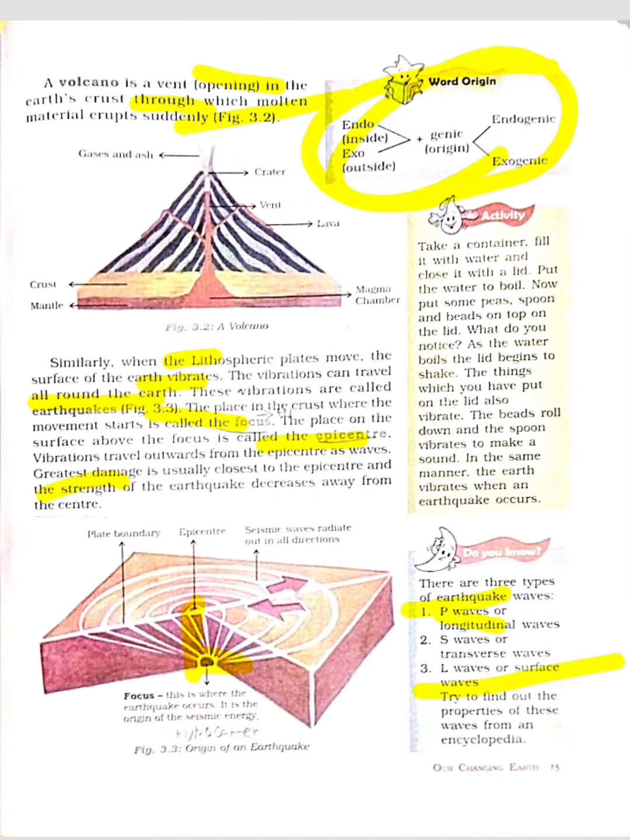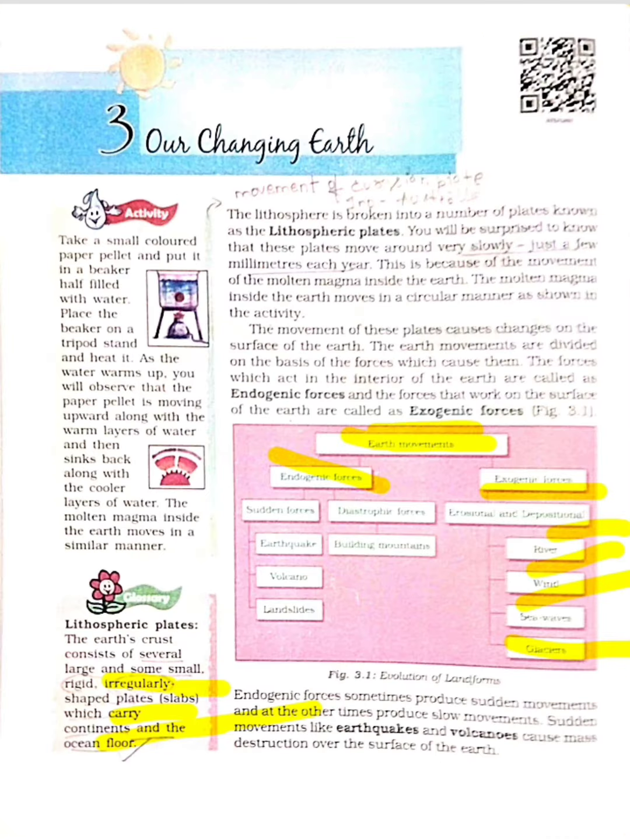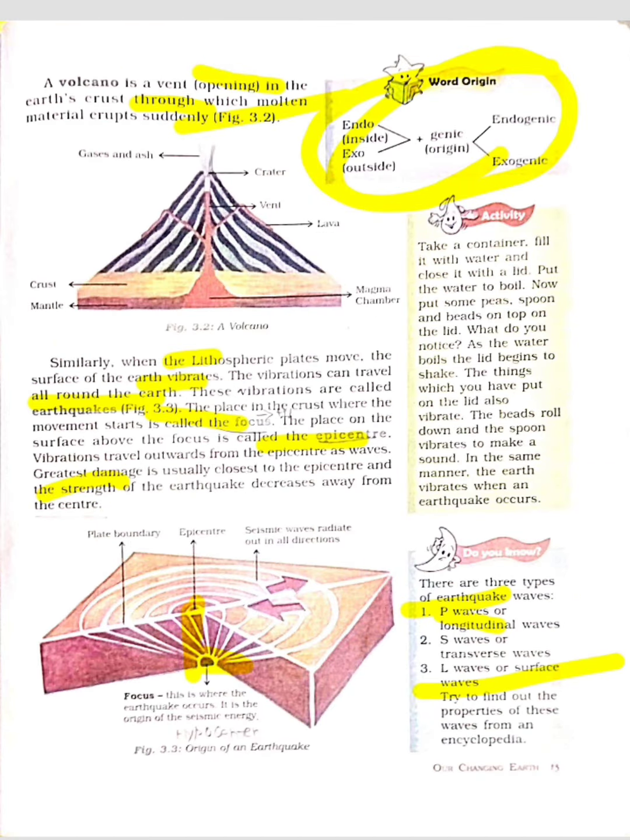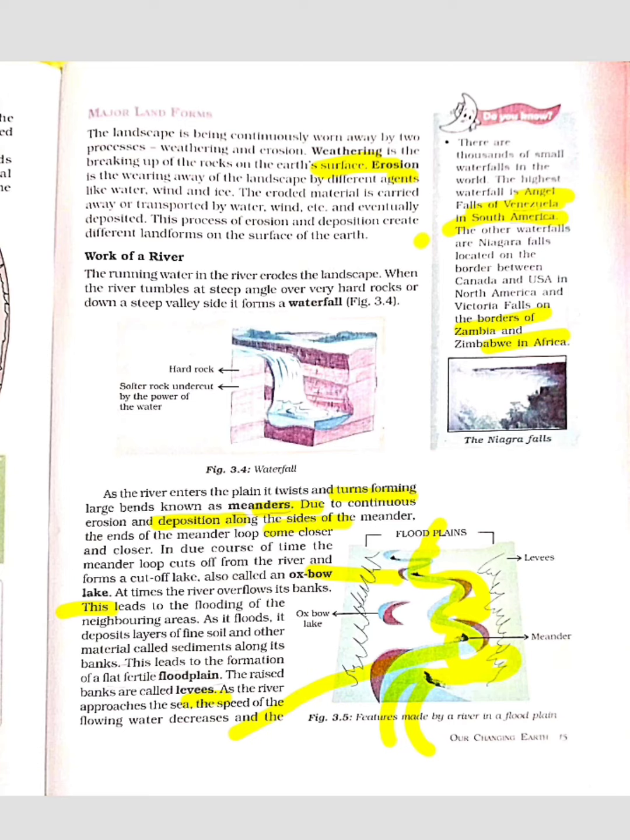When we read about the endogenetic forces, it mentions sudden movement and the diastrophic process, which is slow and includes mountain building, while sudden movement includes earthquakes and volcanoes as the important ones. The next one is the exogenetic force, which acts outside, on the surface of the earth, and which we can observe.